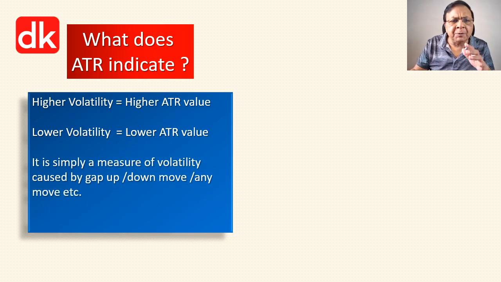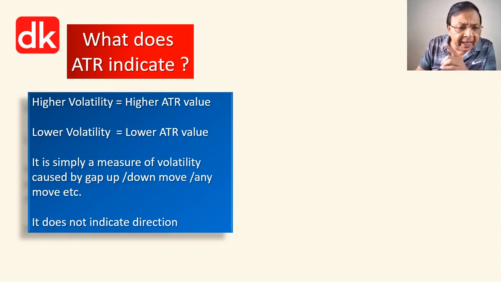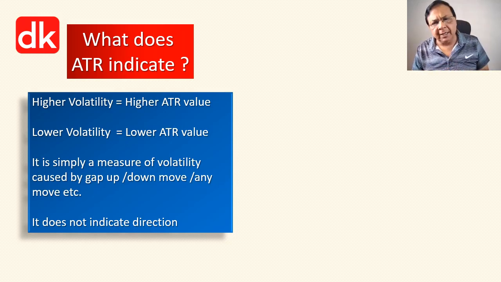In simple terms, it is simply a measure of volatility caused by either a gap up opening or gap down opening or any kind of move in the market. And friends, it does not indicate the direction of the market. Volatility may go up whether the market is trending up or trending down. So it doesn't matter which direction the price is moving. It only measures the volatility.